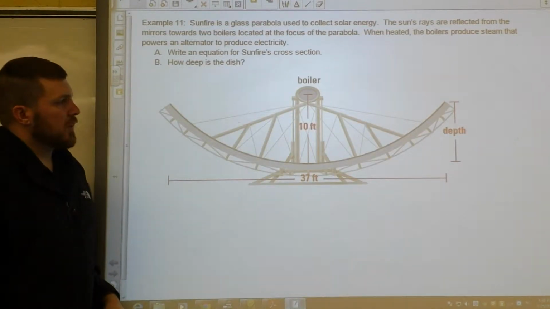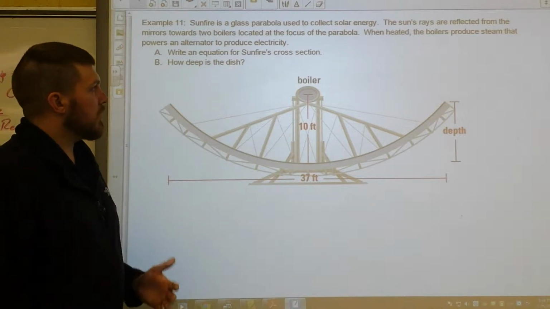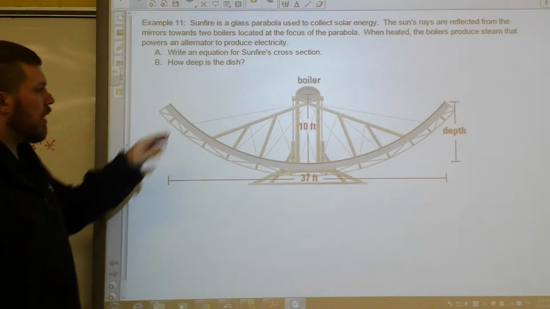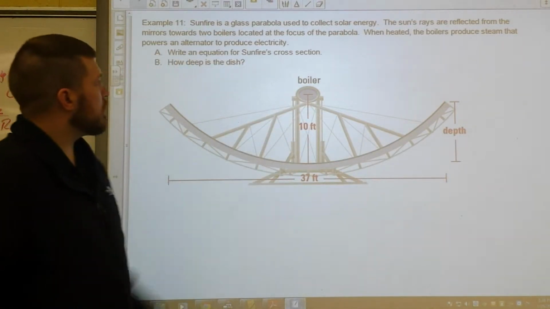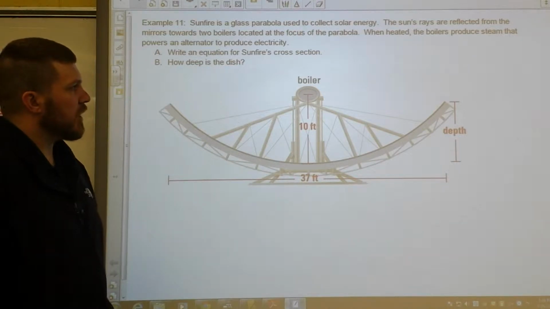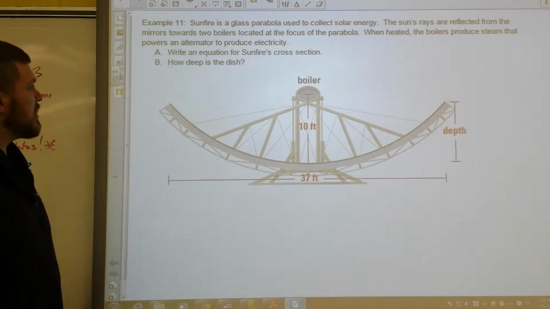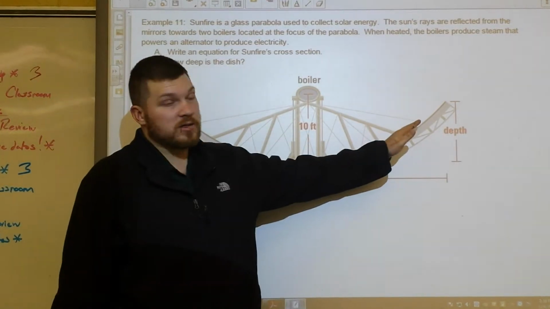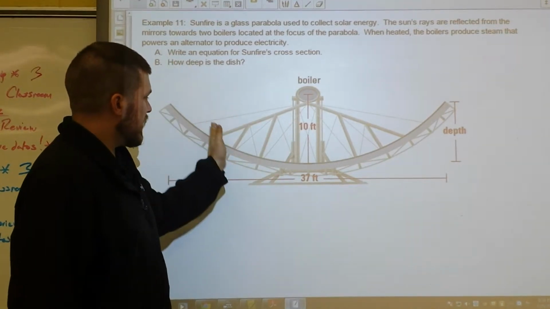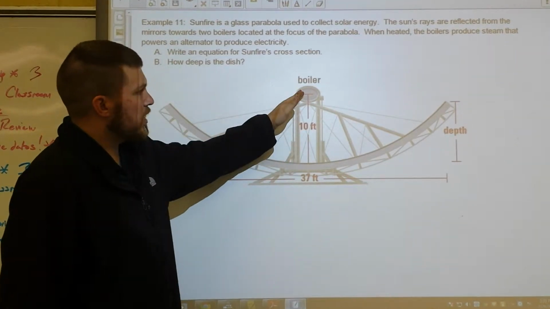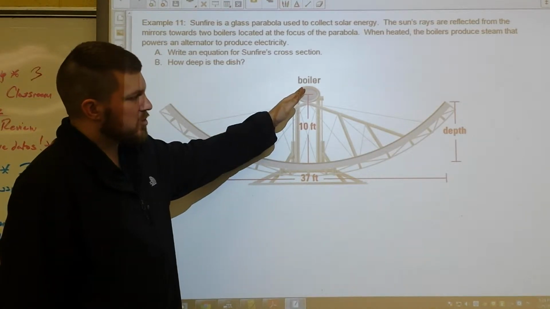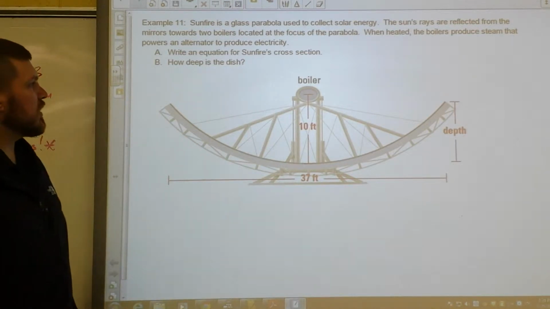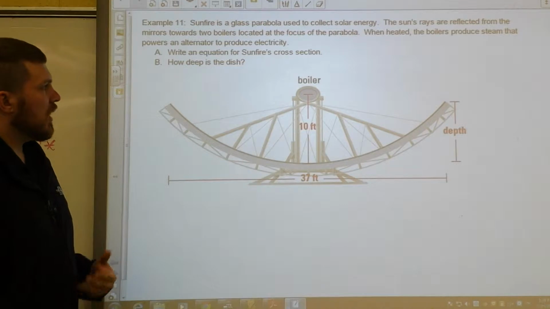In example 11, we're talking about Sunfire, which is a glass parabola used to collect solar energy. The sun rays are reflected from the mirrors on the parabolic reflector toward a boiler located at the focus of the parabola. When heated, the boiler produces steam, which powers an alternator to produce electricity. The sunlight comes in, hits the dish, and is transmitted to the boiler by those properties. Kind of neat. What we want to do is write an equation for this parabolic reflector's cross-section.